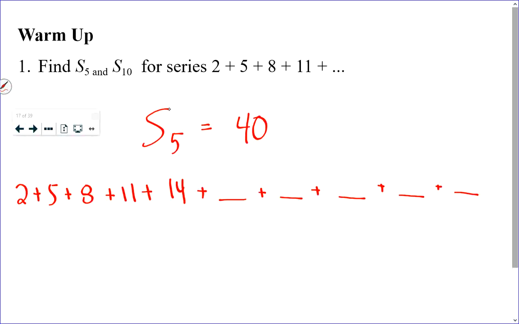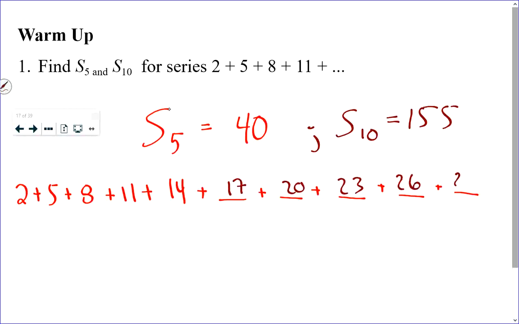I didn't do that, by the way, by adding the 10 terms together. There's something else I did. So we're adding 3 each time, 17, 20, 23, 26, 29. Those of you that have found it already to be 155, can anybody else confirm it's 155?